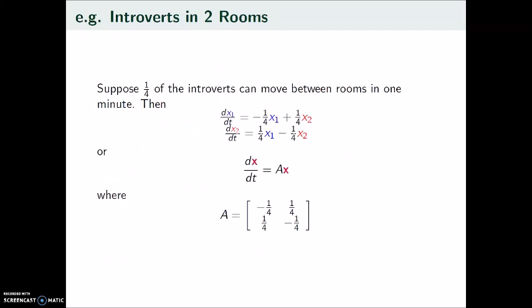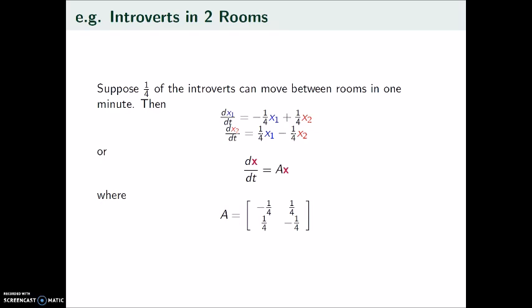We can describe a system like this with these equations, where x1 is the number of introverts in room 1, or the density of introverts if you like, and x2 is the number of introverts in room 2. dx1/dt is the rate of change of introverts in room 1, and dx2/dt is the rate of change of introverts in room 2. And in this case, we're assuming that a quarter of the introverts from each room will move to the other room in a unit of time.